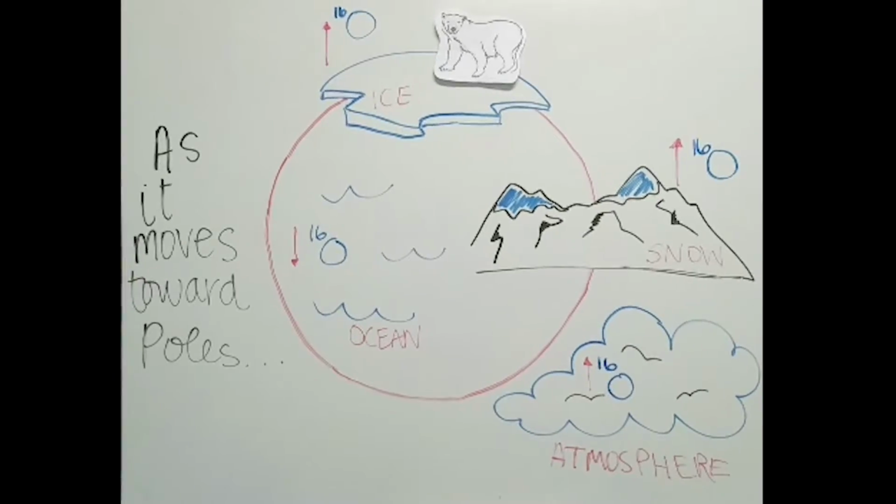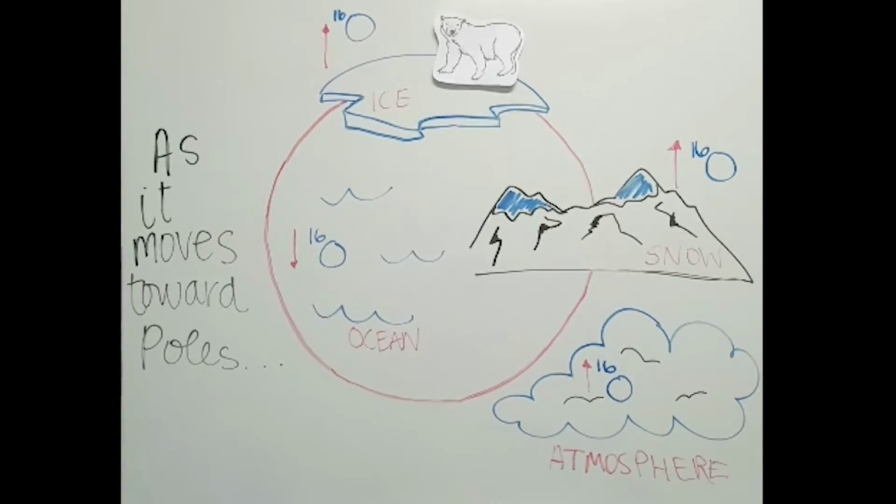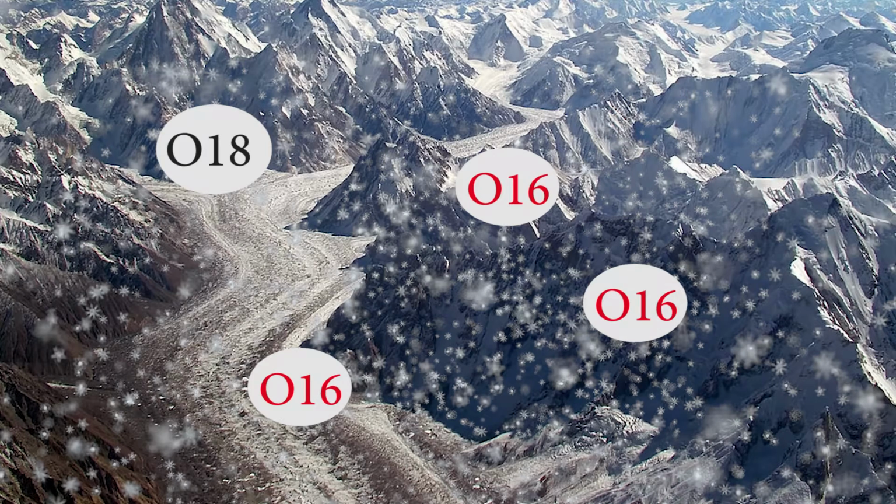After these processes, and by the time the weather system reaches the poles, the atmosphere contains more oxygen 16 than oxygen 18, and the following rain or snow deposited in the ice sheets will be heavily concentrated with oxygen 16.